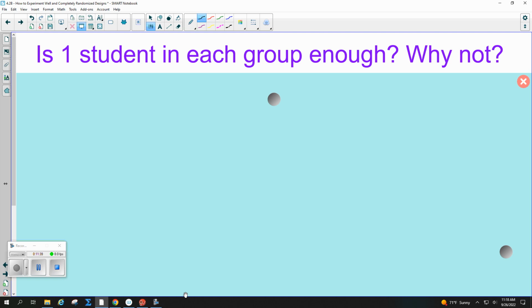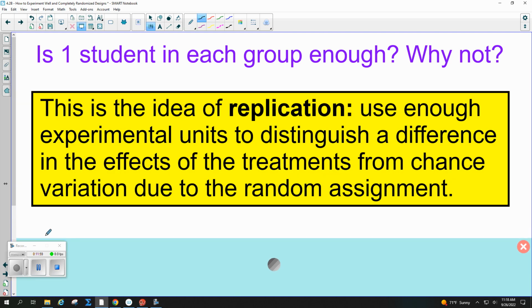And the last thing, what if I just had one student drink caffeine and one student drink the non-caffeinated one? Would that be a good experiment? No, because maybe they just respond naturally differently, right? I wouldn't know if that was the treatments or just variation between the 2 people, right? So this is called the idea of replication. Replication is definitely a word you've probably never heard before. All this means is I have enough people in each group that I can say if there's a difference that is due to the treatment, not just variation in my sample of who came up here.